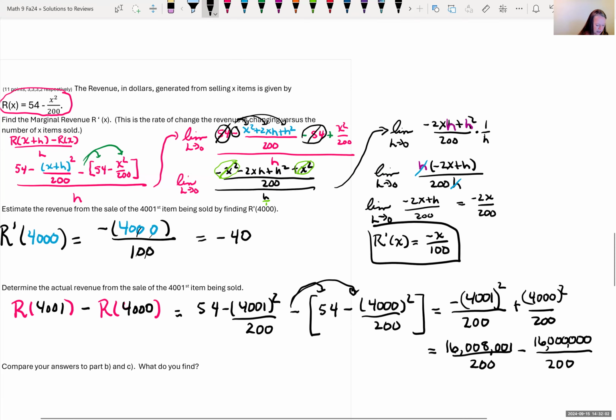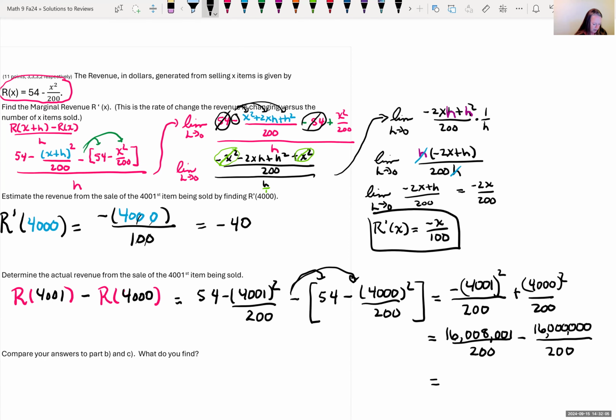We have a common denominator. So let me look at that: 16,008,001 minus 16 million gives me 8,001 all over 200, which is equal to 40.005. If I round it up to the nearest cent, that would be $40.01.